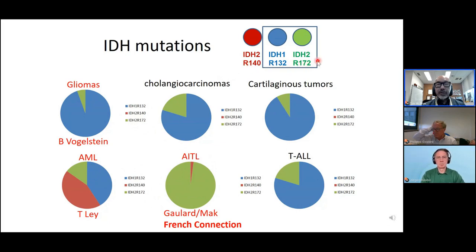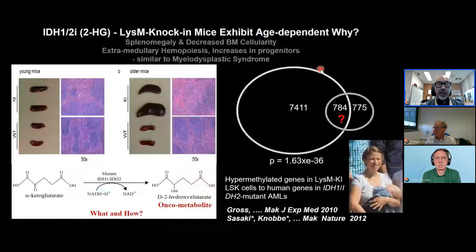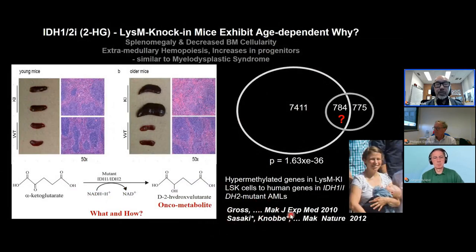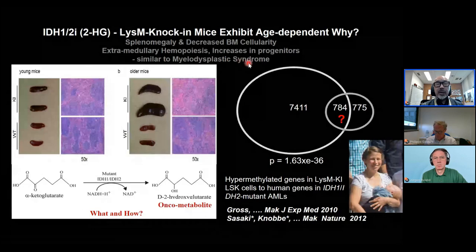hotspots for mutations of isocitrate dehydrogenase, two in IDH2 in the mitochondria, one in IDH1 in the cytoplasm. You can see each one is quite distinct in the three different mutations that you can actually acquire in the process of transformation. In the case of IDH1 and IDH2, which cause AML, a Japanese postdoc, Masato Sasaki, and a German neuropathologist, Christiane Knobbe, defined the changes in a mouse knock-in, which has a syndrome similar to myelodysplastic syndrome.